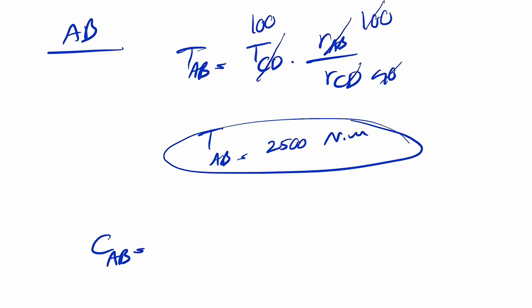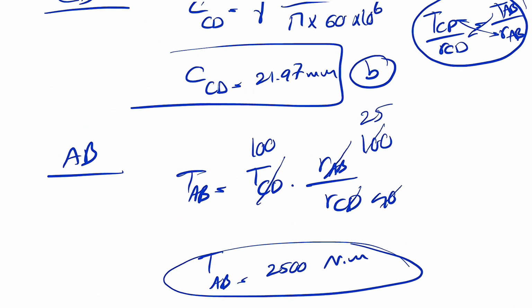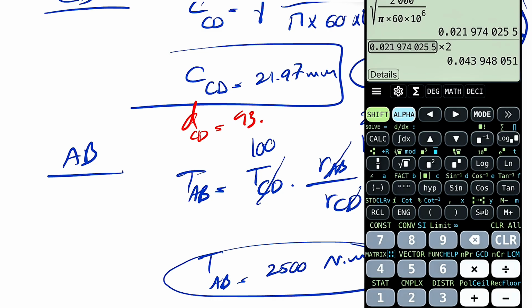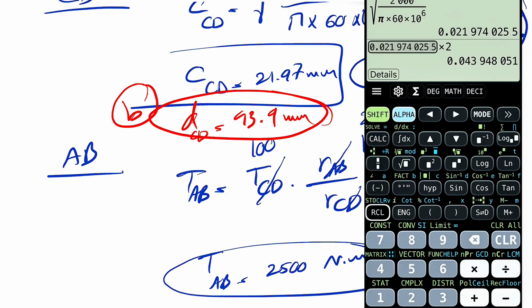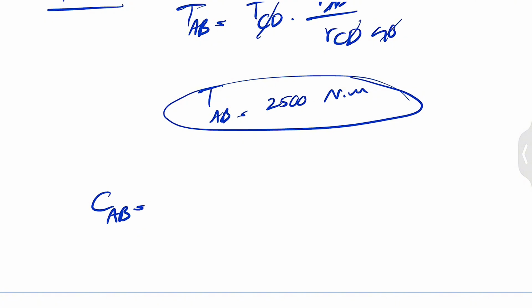So now we're going to find the c for AB. Oh, one thing I forgot. We are trying to find the diameter in here. So D_CD is going to be 43.9 millimeters. So that's the answer for the B part, since the question is asking for the diameter, not the radius.